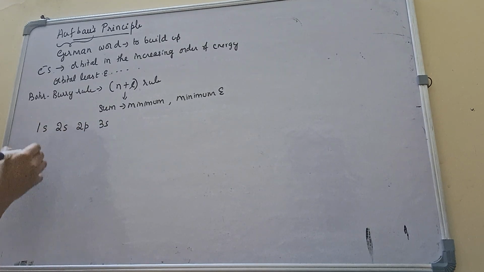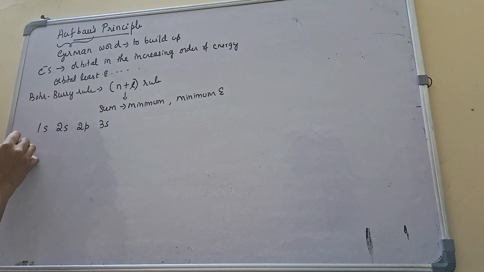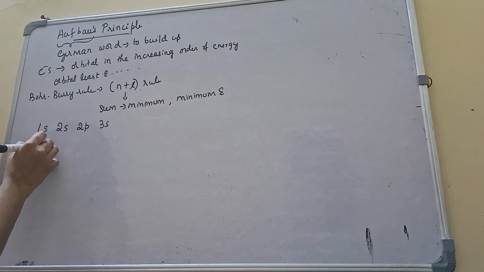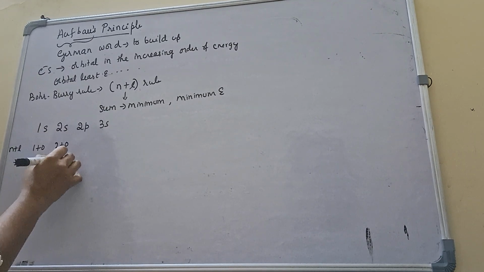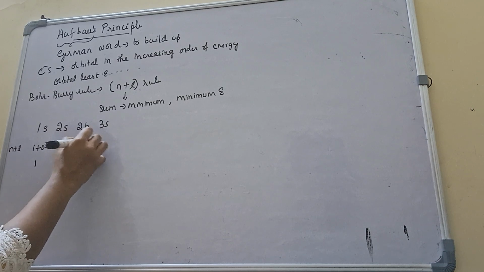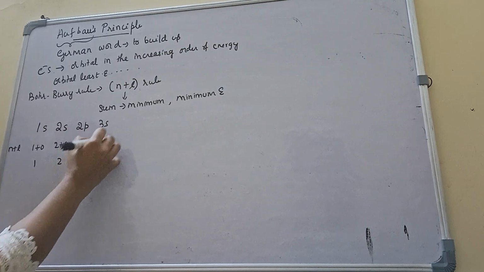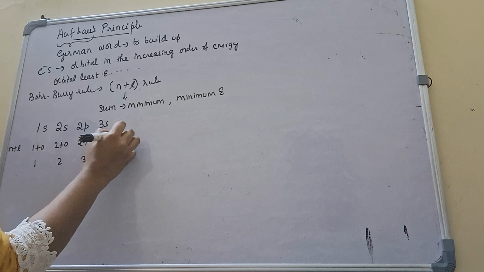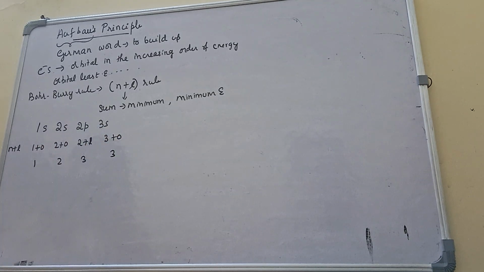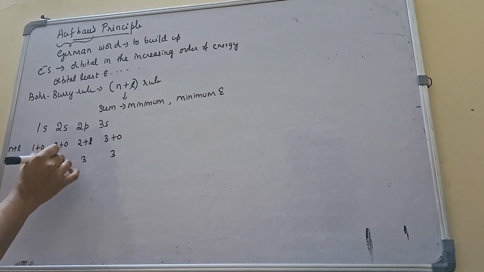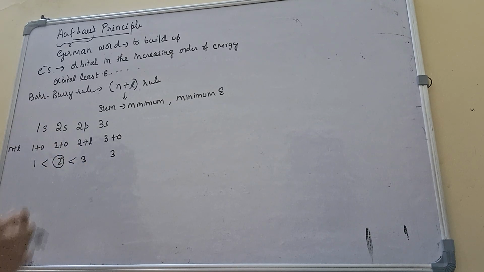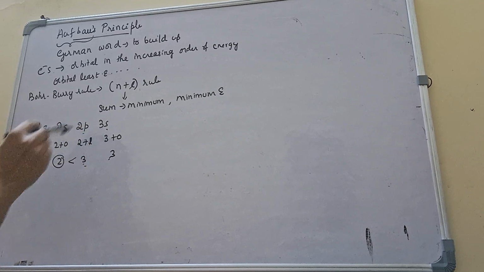Let us calculate n plus L for everything. For 1s, n is 1, L is 0 for s, so it is 1. For 2s, n is 2, L is 0, so it is 2. For 2p, n is 2, for p, L is 1, so it is 3. For 3s, n is 3 and L is 0, so it is also 3. Now look at that. That means electron comes here first. After 2 electrons are filled, the next electron comes to the 2s. After they are filled, they go to the 2p. But 2p and 3s both have the same number. The sum being minimum has the least energy.